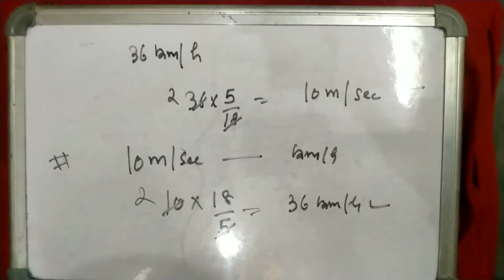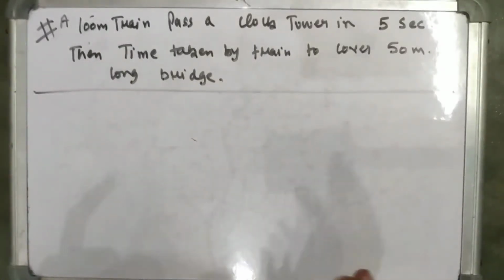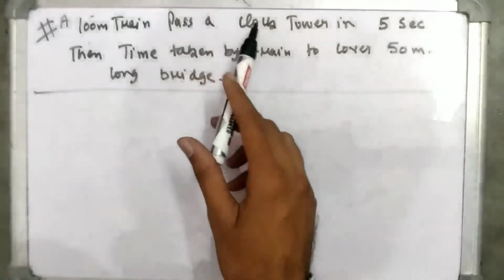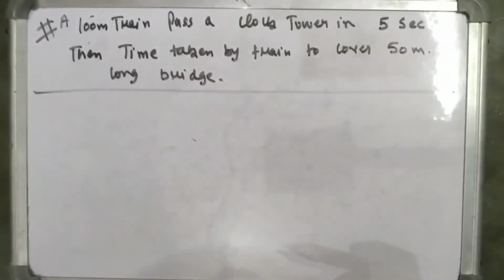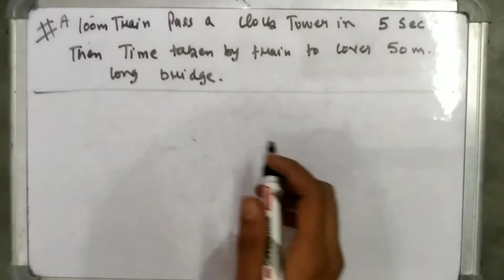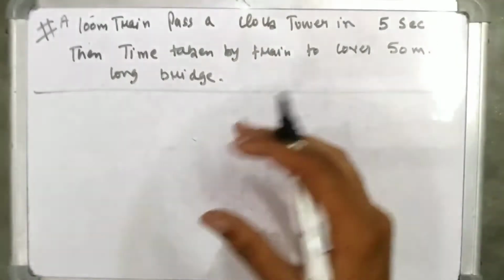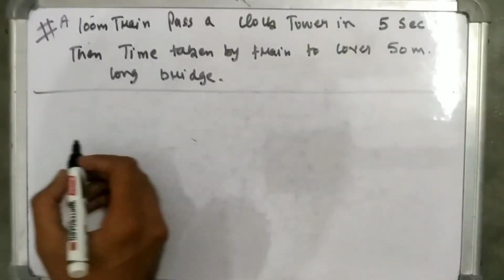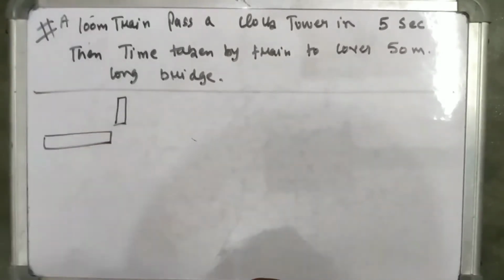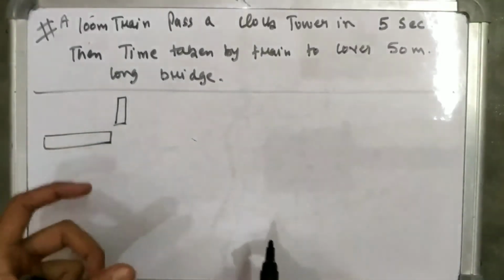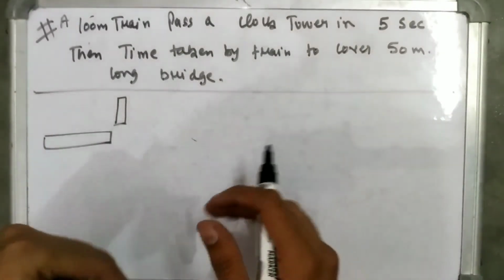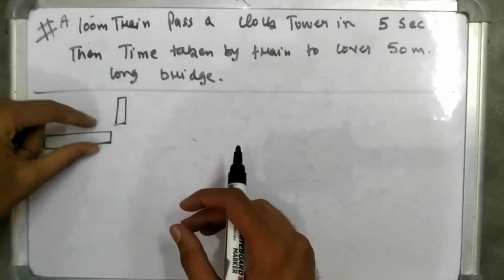Question number 1. Check the question. This question is very basic. A 100-meter train passes a clock tower in 5 seconds. What is the meaning of clock tower? A clock tower means a tower, a very thin object as compared to the train. So you can take this as my train and this as my clock tower, a very thin object. When a train passes the clock tower, it covers a distance equal to the length of the train.